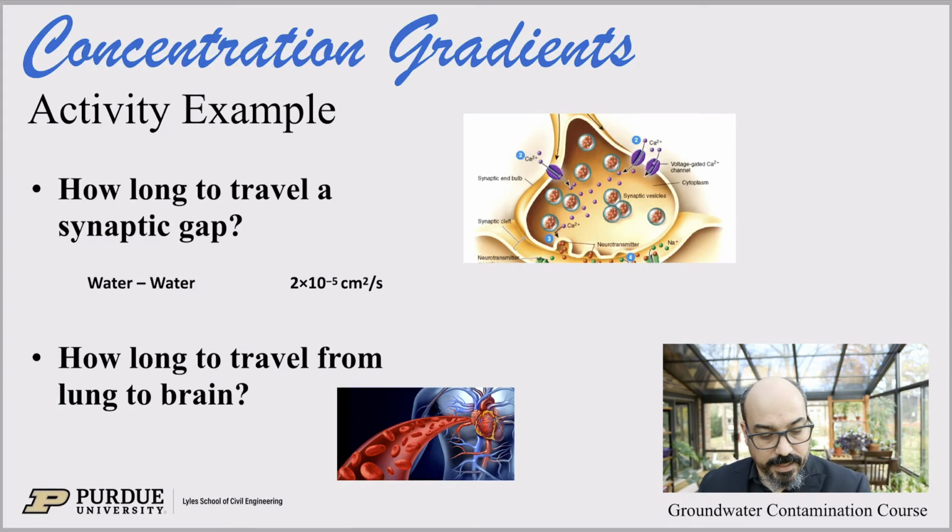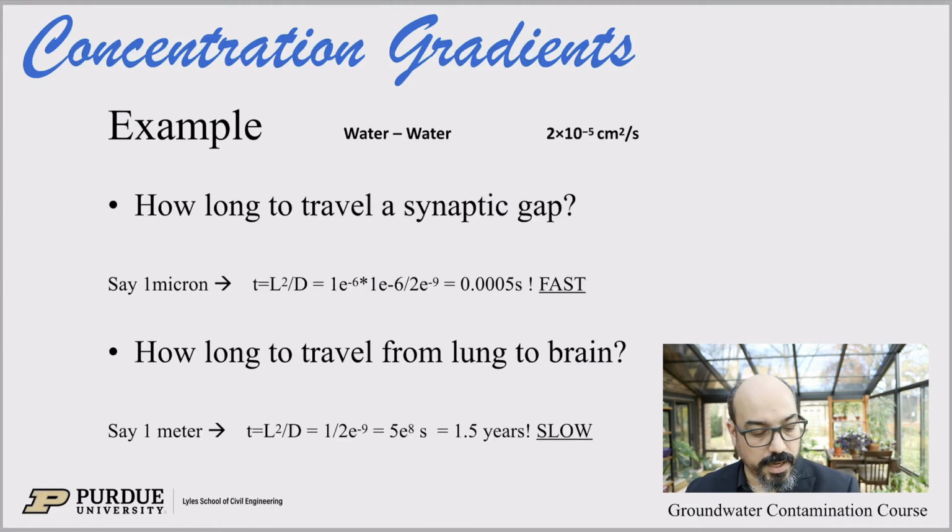Okay, so you can calculate how long it takes to travel between two synapses, the synaptic gap, or how long it takes to travel from your lung to your brain to oxygenate your brain. What's important here is the time scale. If the synaptic gap is a micron, we can find a time scale that is the length squared divided by the diffusion coefficient. Remember, the diffusion coefficient is a length squared per time, so the units are centimeters squared per second, meters squared per second, and so on.